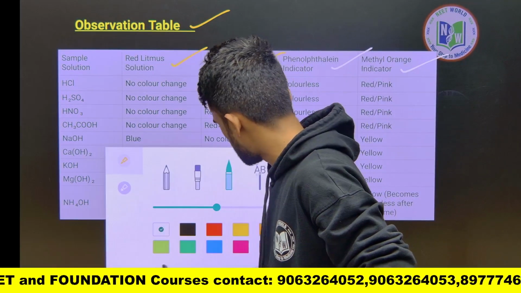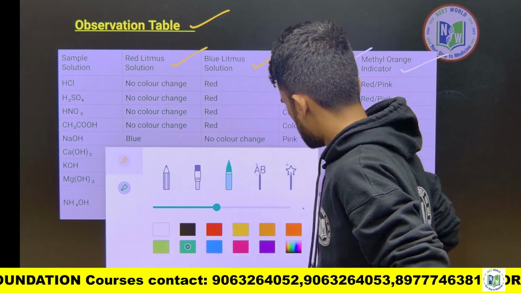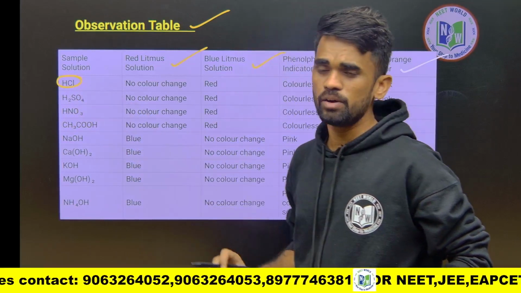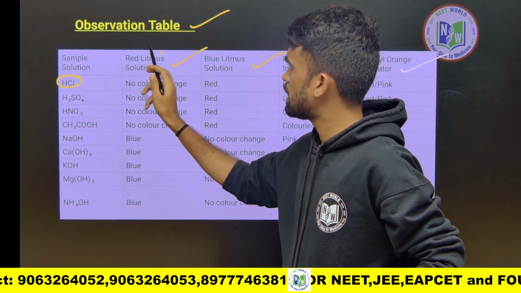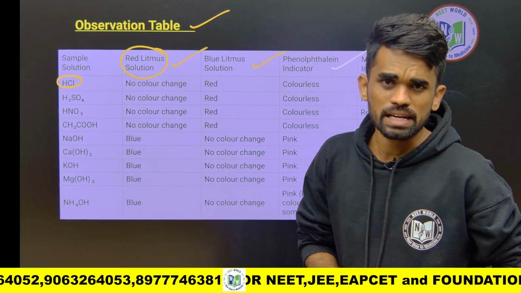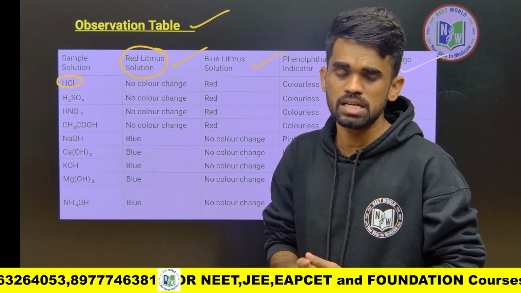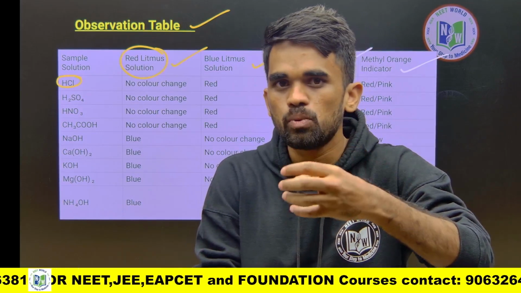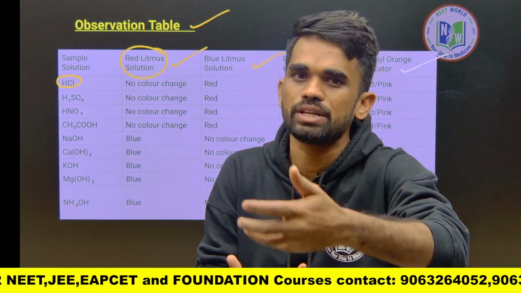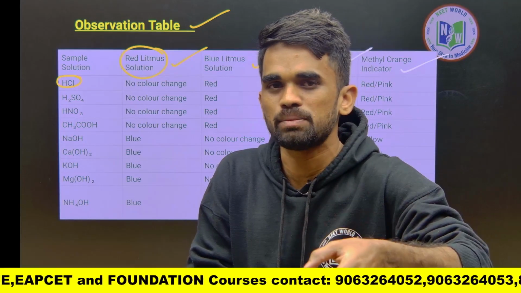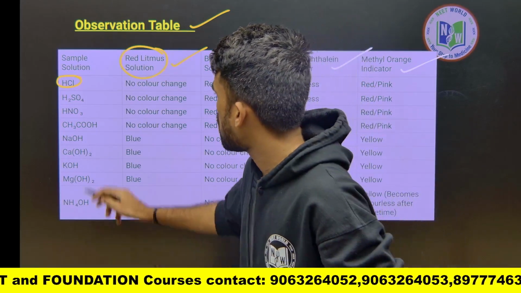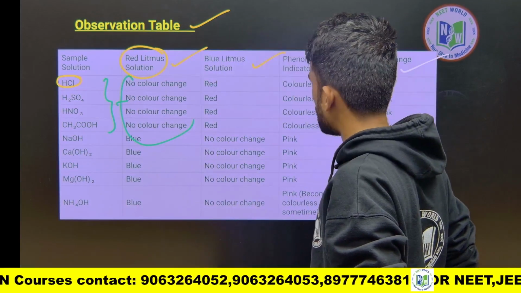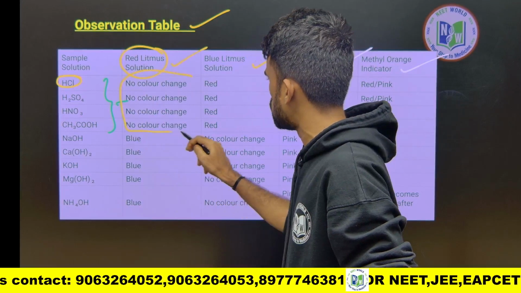Let me change some colors here. So we have HCl, hydrochloric acid. When we add this to the red litmus solution, there is no color change. If we add acids to the blue litmus solution, it will convert into red. But if we add directly to the red litmus solution, there is no color change. So for all these acids there is no color change for red litmus solution.